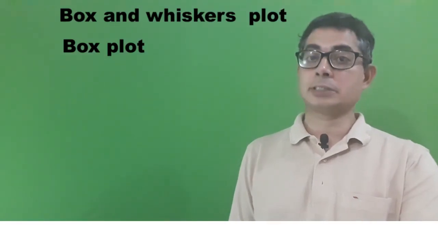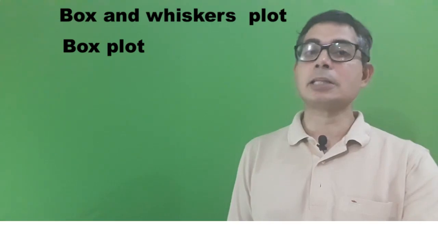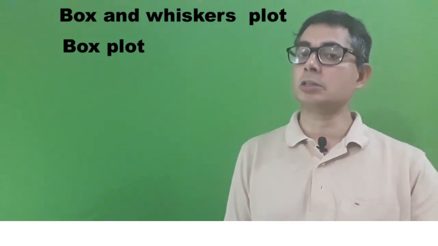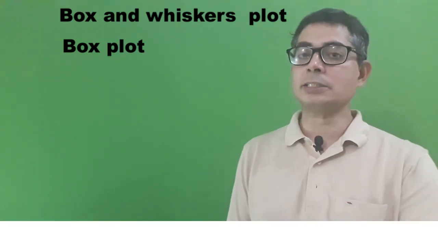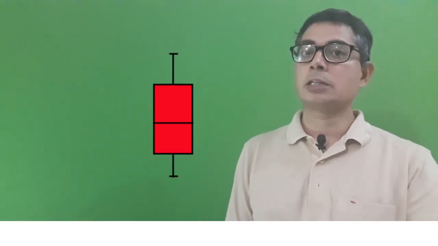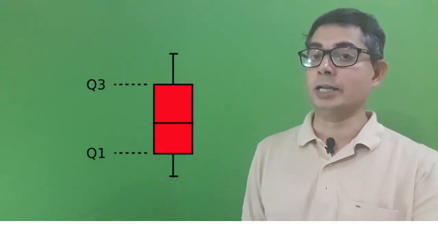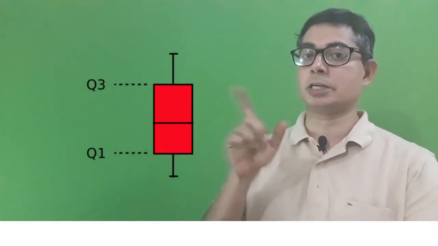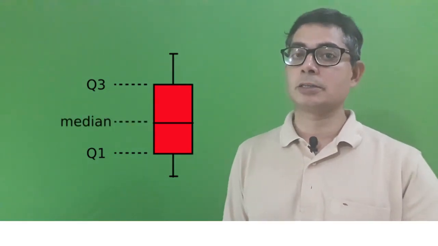A box and whiskers plot, or a box plot for short, is a quick summary picture of a single continuous or count variable. It consists of a box, a line somewhere in the middle through the box, and two whiskers. The box extends from the first quartile to the third quartile. The central line is through the median.